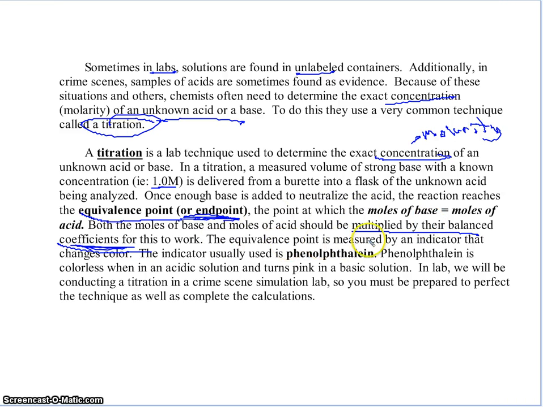The equivalence point is measured by an indicator that changes color. The indicator usually used is phenolphthalein. Phenolphthalein is colorless when in an acidic solution and turns pink in a basic solution. In the lab, we will be conducting a titration in a crime scene simulation lab. So you must be prepared to perfect the technique as well as complete the calculations. So be ready.